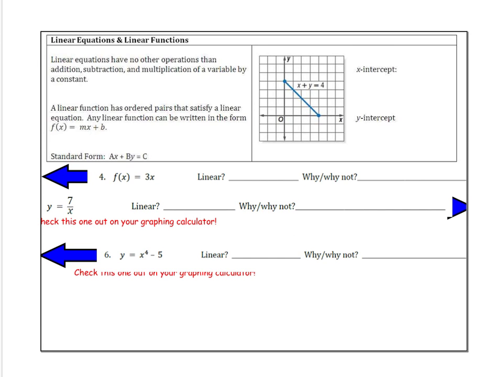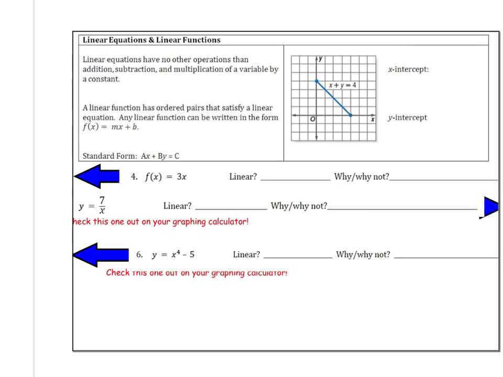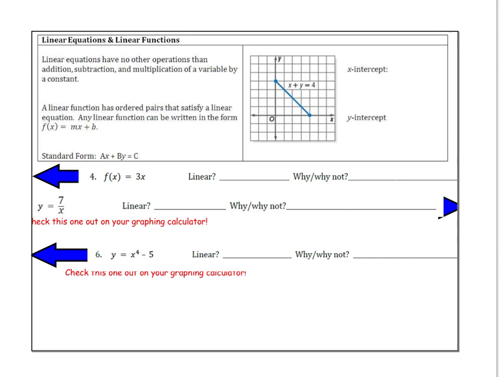So linear equations, linear functions, kind of what's the difference? Linear equations have no other operations than addition, subtraction, multiplication by a constant. Linear function, y equals mx plus b, that's what you're used to. You can also have standard form. So if I look at f of x, 3x, yes, that's going to be linear. Why? Because there's no x squared, there's no square root of x, it is just 3x, okay? There's one variable there.